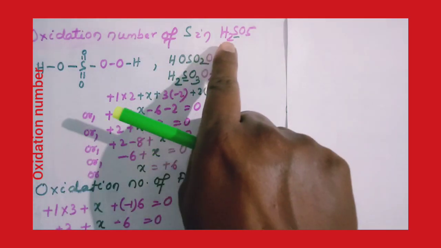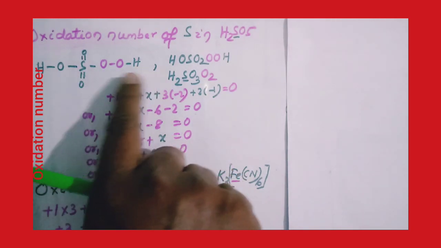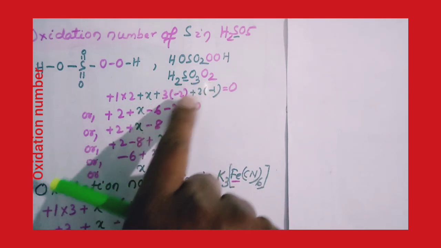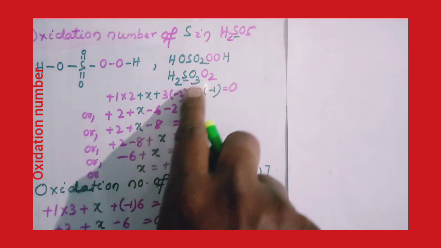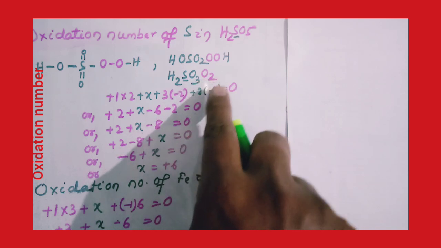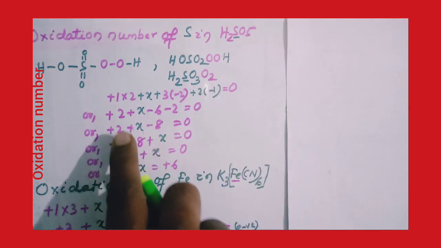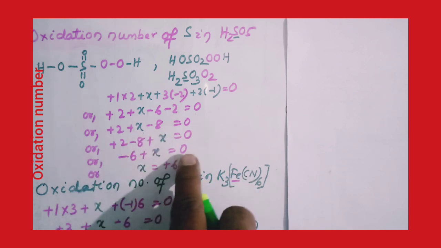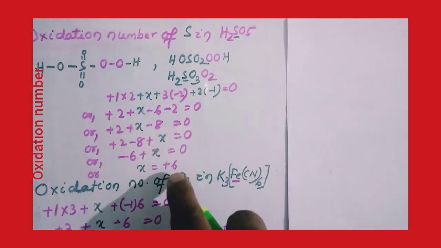Let us take another example, H2SO5. It has 2 oxygen atoms linked to each other by peroxide linkage. So H2SO5 can be written as H2SO3O2. The oxidation number of S can be calculated. You see, +1 into 2 for 2 hydrogen atoms, for S it is x, for 3 oxygen atoms this is 3 into -2, and for these 2 oxygen atoms 2 into -1 is equal to 0. -1 means peroxide linkage. So 2 plus x minus 6 minus 2 is equal to 0. 2 plus x minus 8 is equal to 0, or minus 6 plus x is equal to 0, x is +6. So oxidation number of sulfur in H2SO5 is found to be +6.